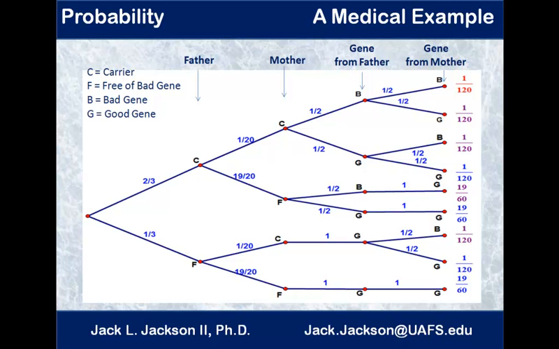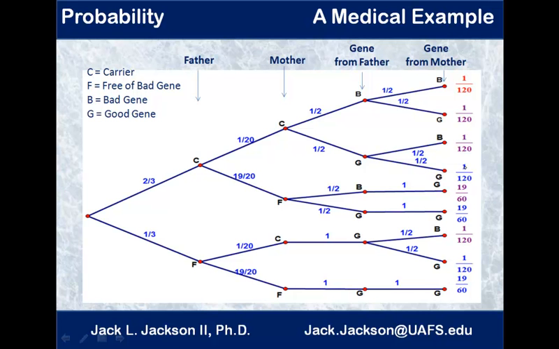1/120 probability. The purple ones are the ones that ended up with a good and a bad in one order or the other, and those are carriers for the disease. They're actually this 1/120, 1/120, 19/60, and 1/120. And these, we can add these up. If we add all these numbers up here at the end, of course we're going to get 1.